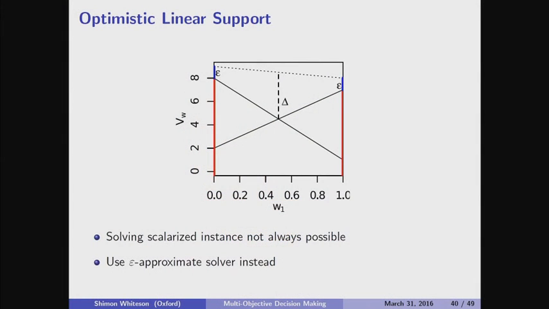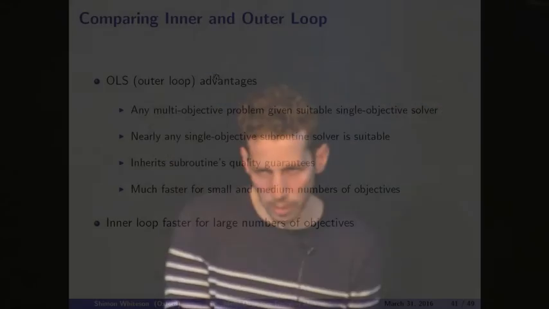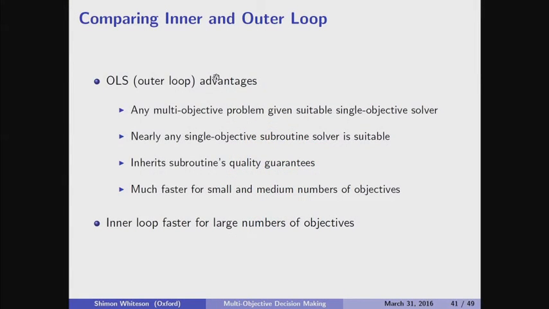Another nice property is that it inherits the quality guarantees of the subroutine. So as I mentioned before, if I have this epsilon optimal single objective method, I can take that bound on the single objective method and push it through the multi-objective method to get a multi-objective method with bounded error.